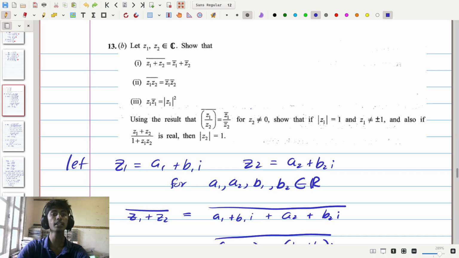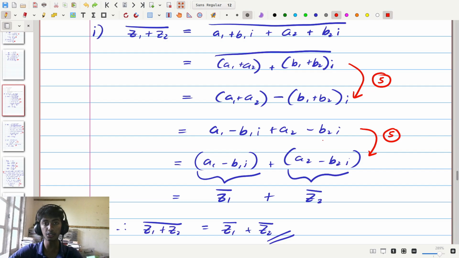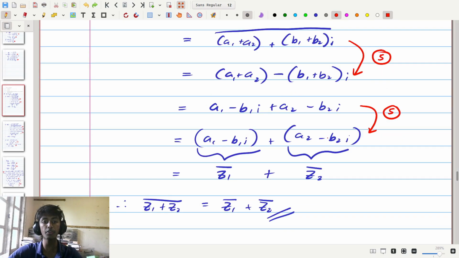So now finally, let's discuss the marks awarded for this question. So at the start of the question, for the first proof, when you substitute Z1 and Z2 as A1 plus B1i and A2 plus B2i, and you get to this point where you have a real part and imaginary part, A1 plus A2 and B1 plus B2i respectively, and you take the conjugate correctly, converting the imaginary part negative while keeping the real part as it is, you get 5 marks. And then when you rearrange the terms that you get into the form A1 minus B1i and A2 minus B2i, you get 5 marks for that.